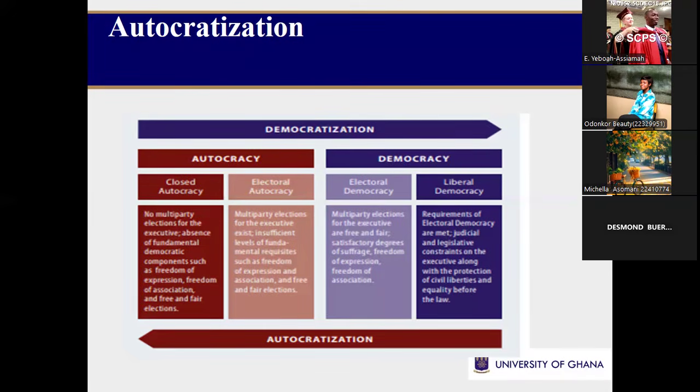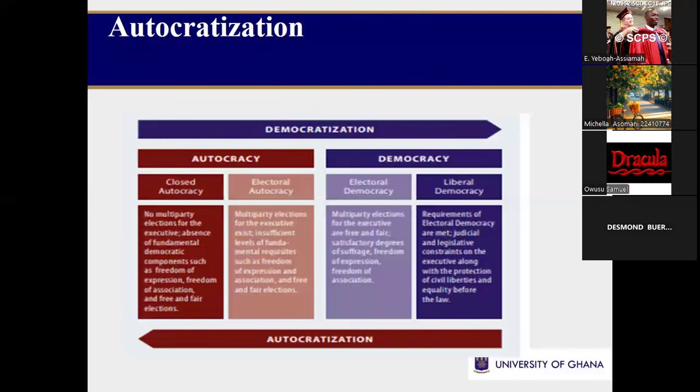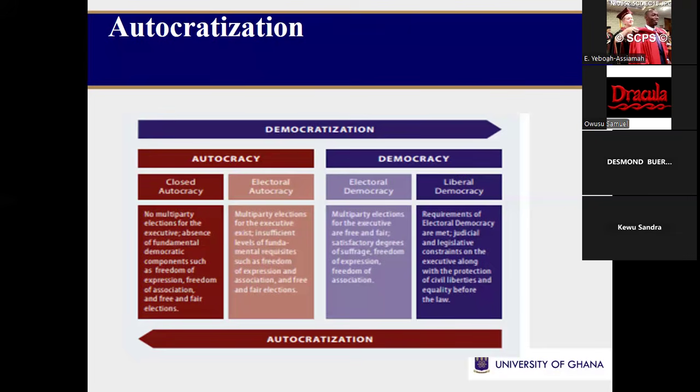Beauty is associated with which of them? VDEM. Good. Thank you, Samuel. So if I put Michelle and Samuel together, 100%. So in the exam, put the two together and you get your full score. This is associated with the VDEM, and this is regimes of the world. All right, let's proceed.